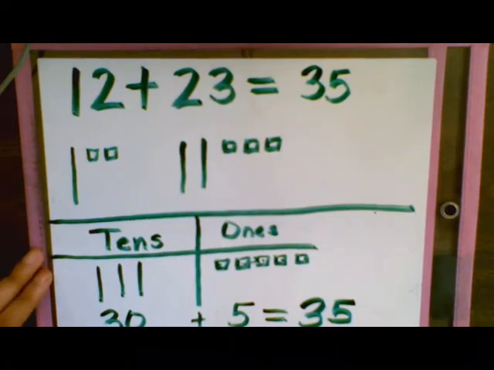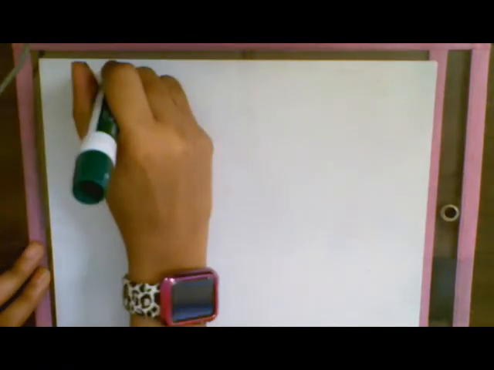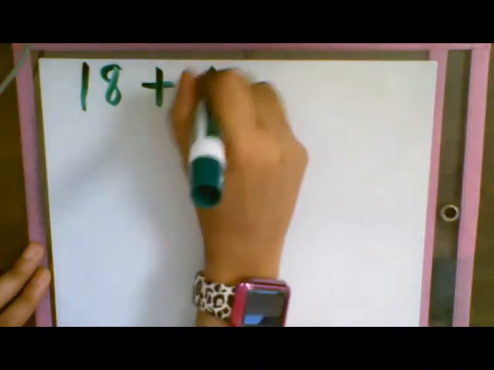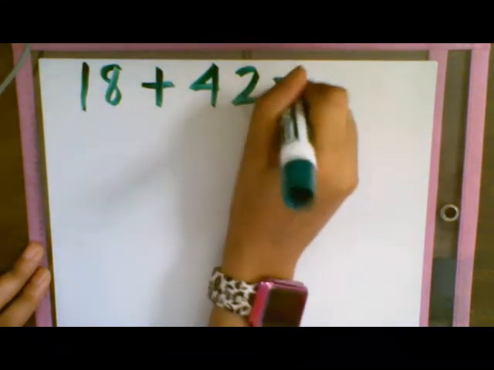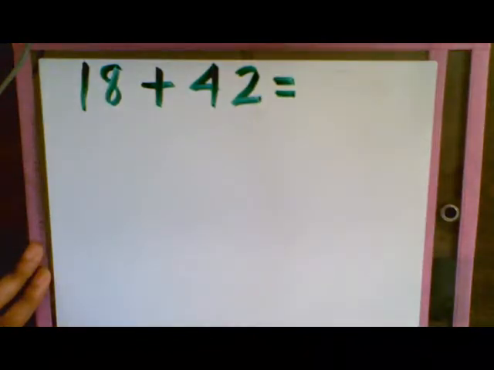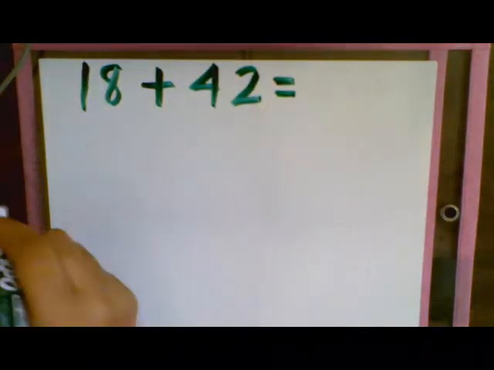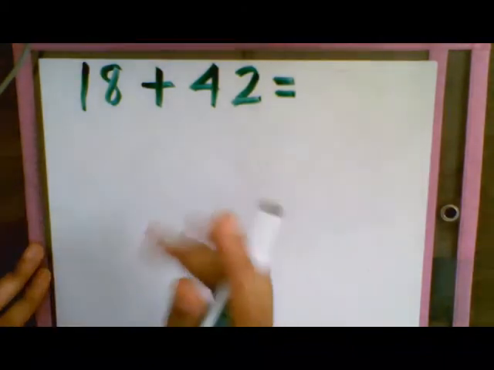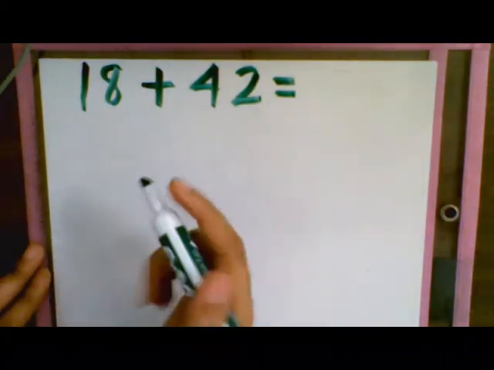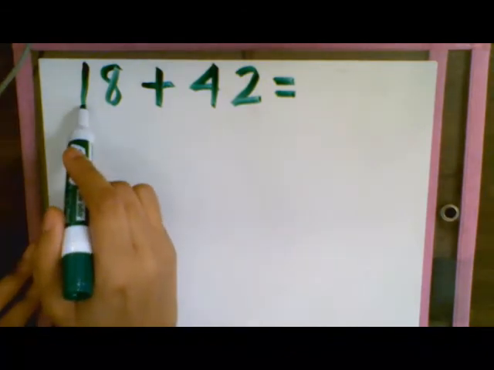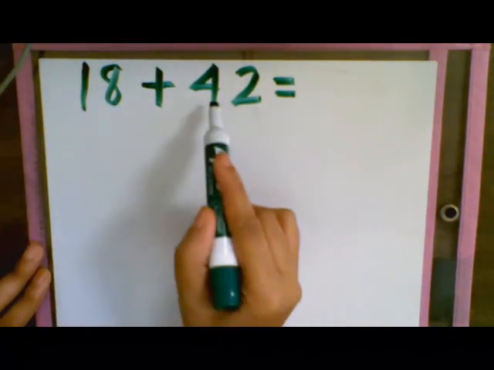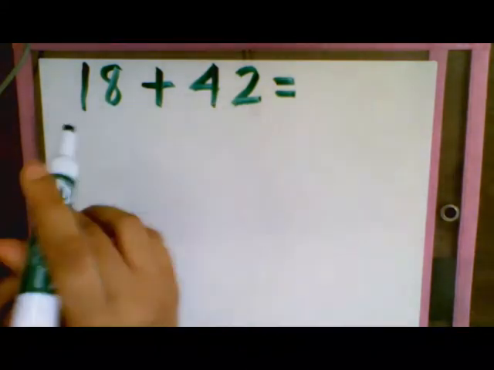Alrighty. Okay, we are going to move on to our next problem. I'm going to show you a different way to use place value to solve an equation. This time I want us to look at 18 plus 42. This time, instead of using tens rods and unit cubes to represent our numbers, we are going to write it out in word form. So we are going to look at the number 18. As we talked about place value, we know that the number 18 has 1 ten and 8 ones. The number 42 has 4 tens and 2 ones. So we're going to write it out exactly like that.